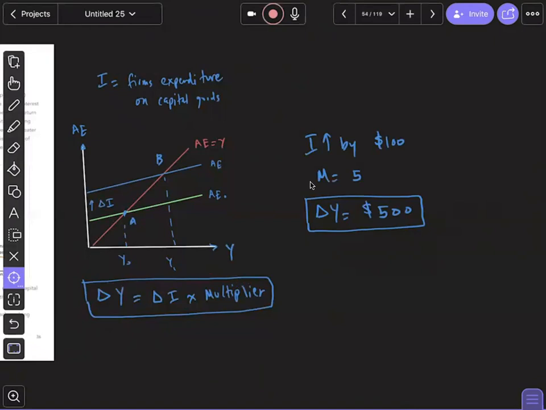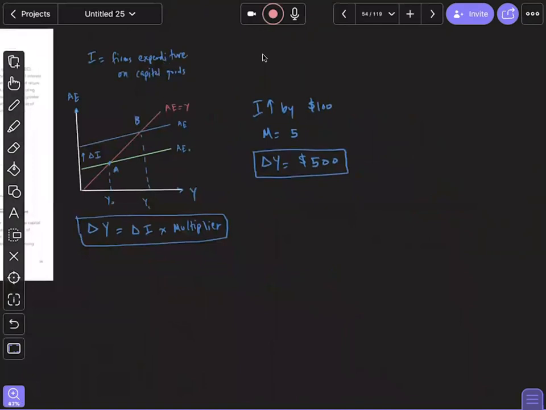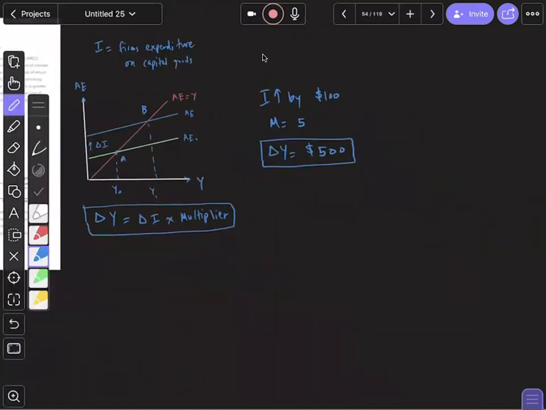So this means a small change in investment can lead to a large change in national income because of the multiplier. That's the first thing. I don't know whether we will want to write about this or not, but I just want to revise this. I may talk about this briefly if I want to, but I just wanted to reiterate.